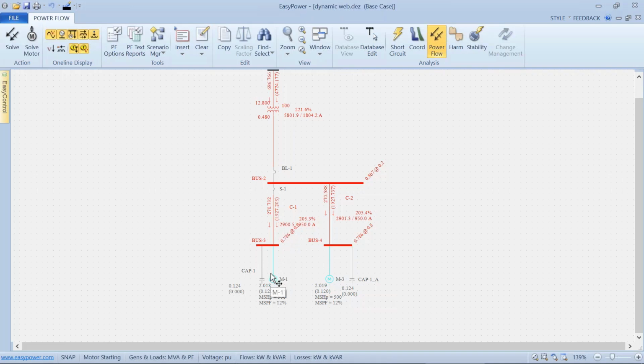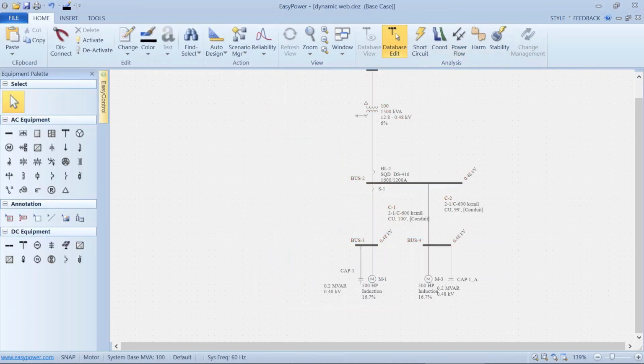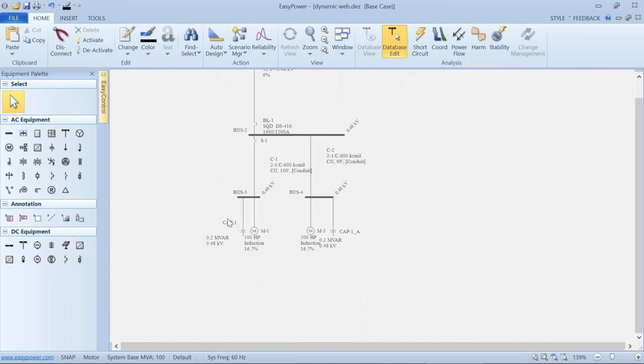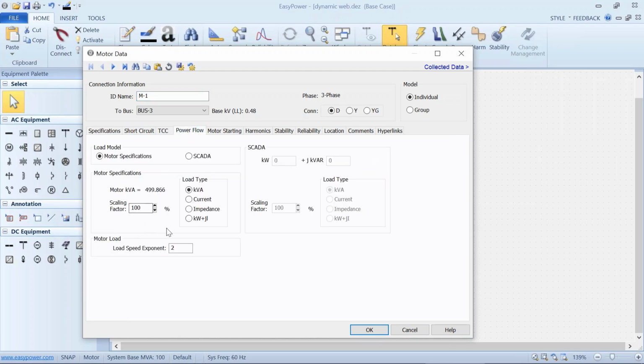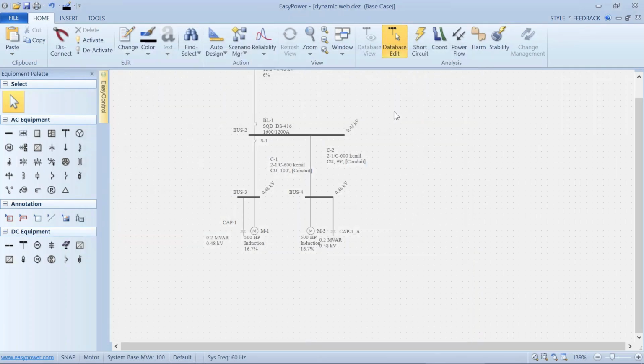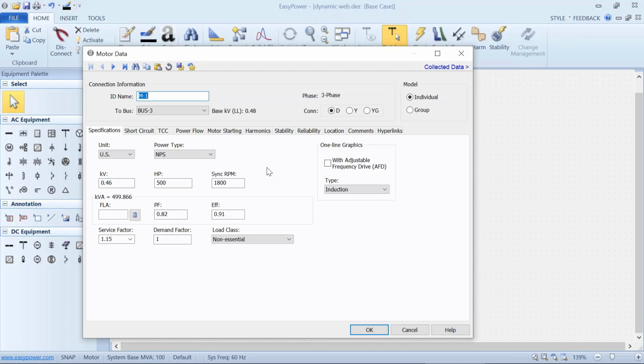So let's go back to our one-line diagram. Let's not save any changes on the loading, and then go into dynamic stability. I just want to verify that my power flow is still at 100%. I'm going to go to dynamic stability. To see a difference in dynamic stability, I have to add something, and this is kind of the trick, if you will. This is what this focus is about.